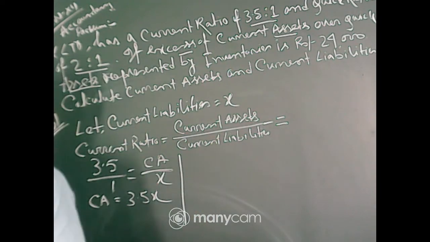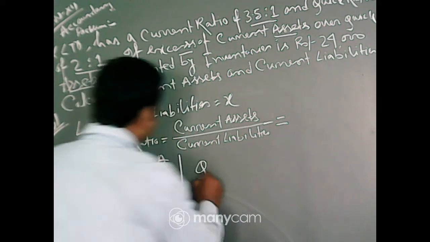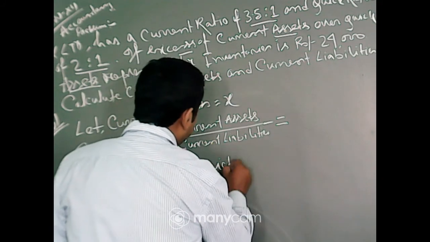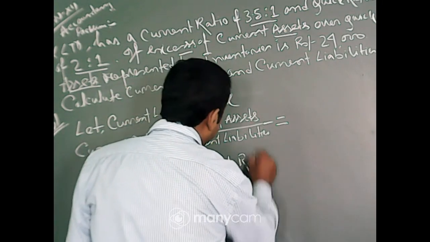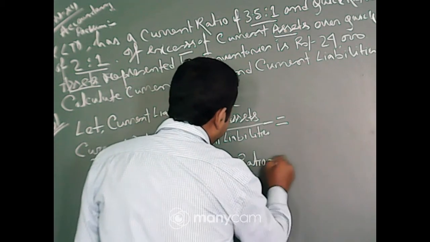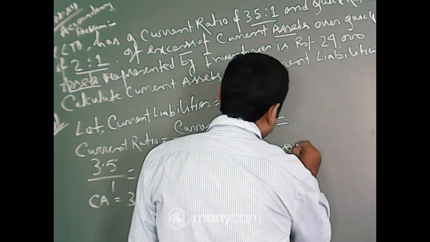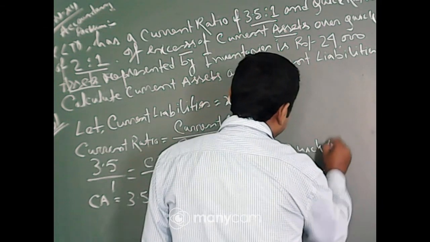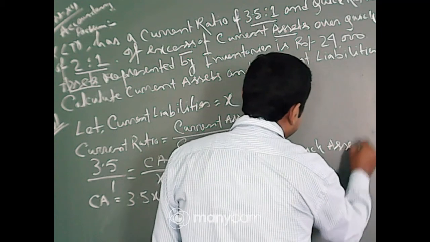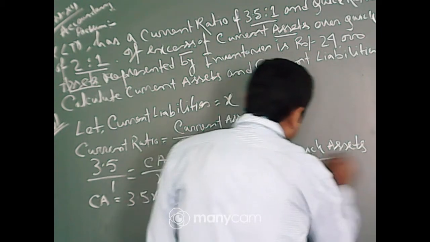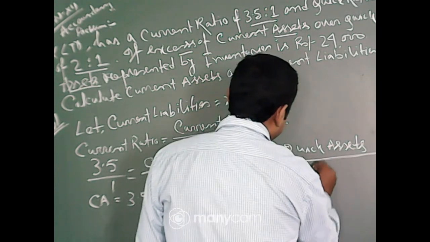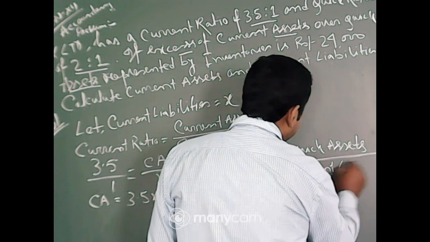Now another thing is given, that is quick ratio. What is the formula of quick ratio? The formula of quick ratio is quick assets by current liabilities.